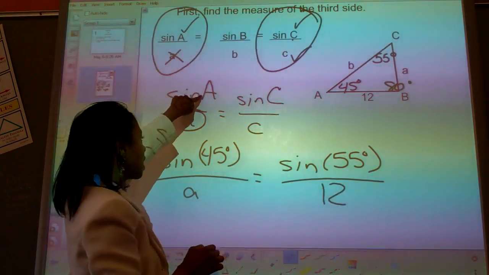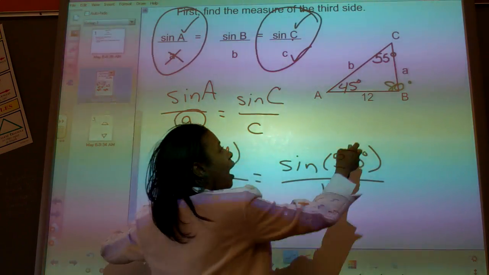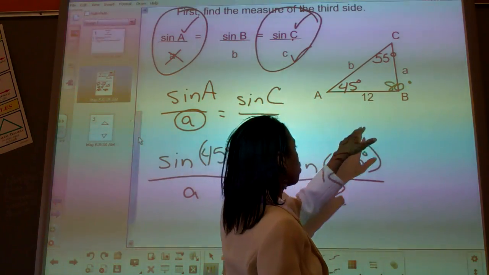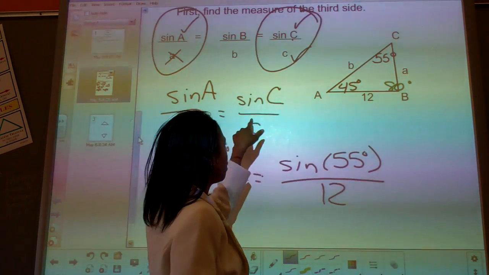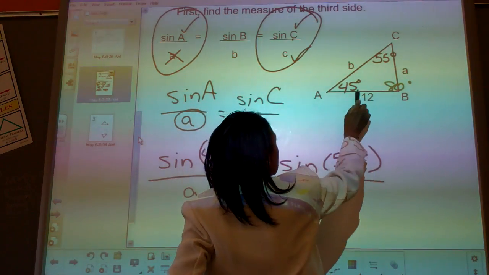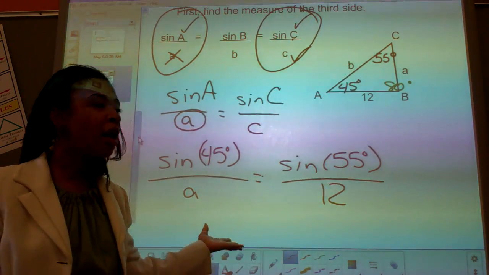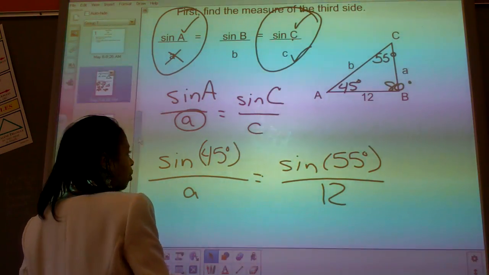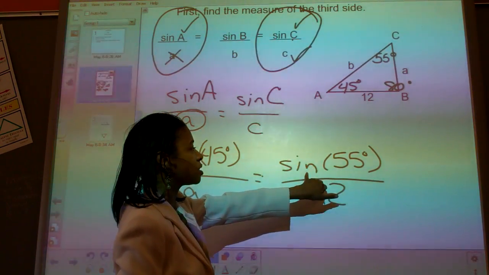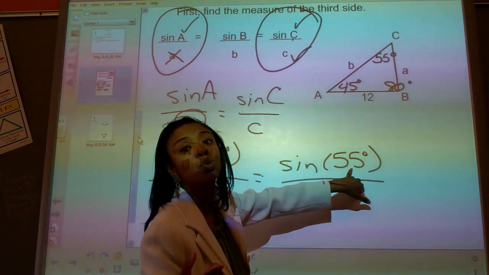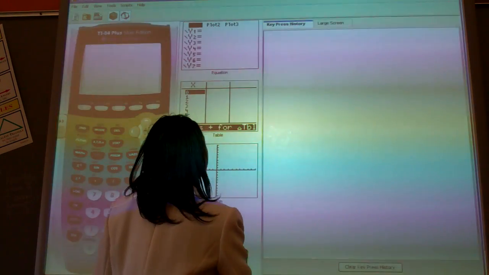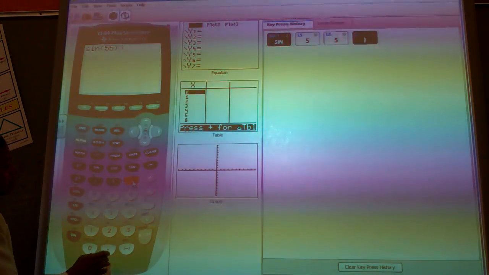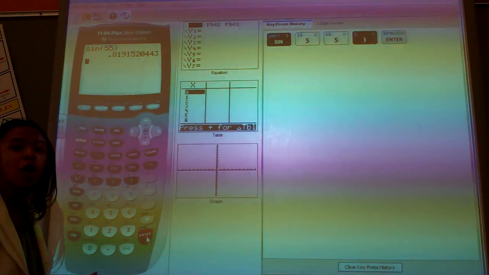I'm just substituting. Sine A, 45, over the length of A, which I don't know, equals sine C. What's C? C is going to be 12, 55 degrees, and then over C, this is the side of C here. Now you just use your calculator. You can cross multiply or do whatever you want here. I happen to have my calculator up. Remember, sine 55 degrees is a real number. We just use our calculator to solve for it. So I put in the sine of 55 degrees, and it equals that. Remember, we want all the digits.